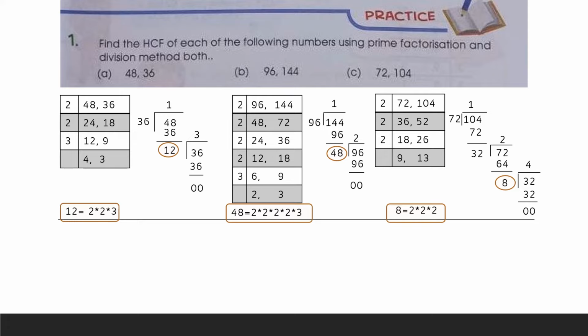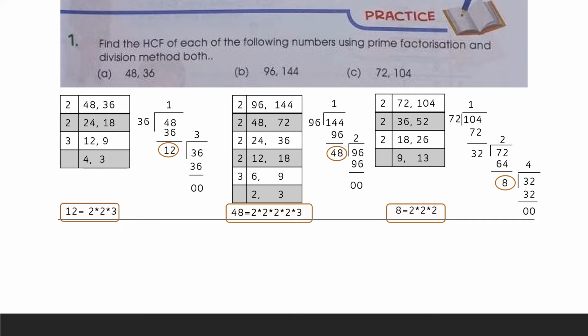Now we use method 3, which is the division method, in which we divide the larger number by the smaller number. The larger number here is 48 and the smaller number is 36. We know that 48 is not completely divisible by 36, but if we multiply 36 with 1, it is nearest to 48. So we multiply 36 with 1 and our remainder comes out as 12.